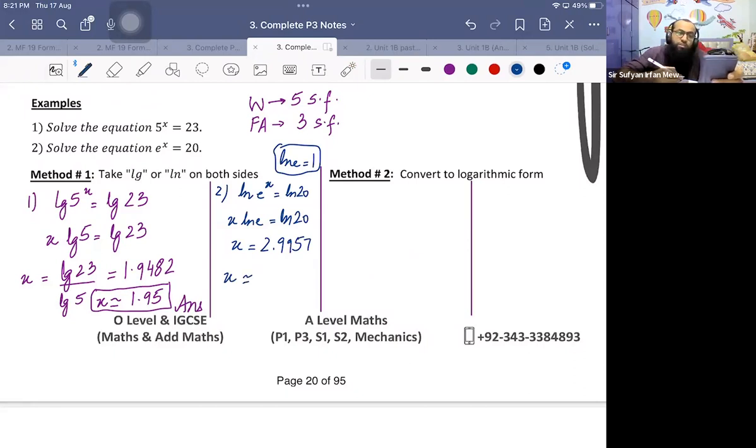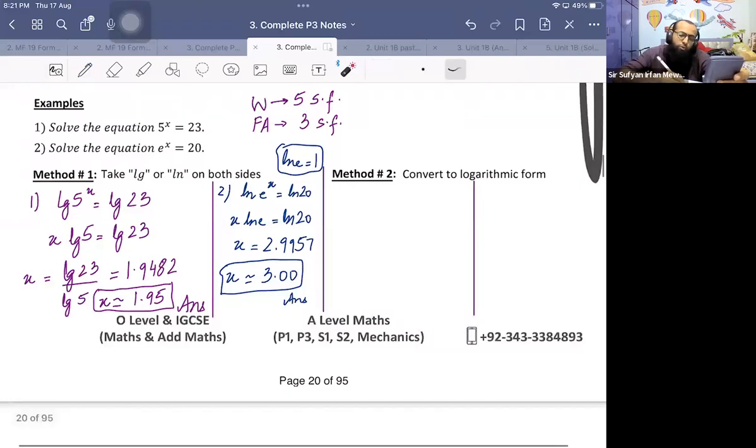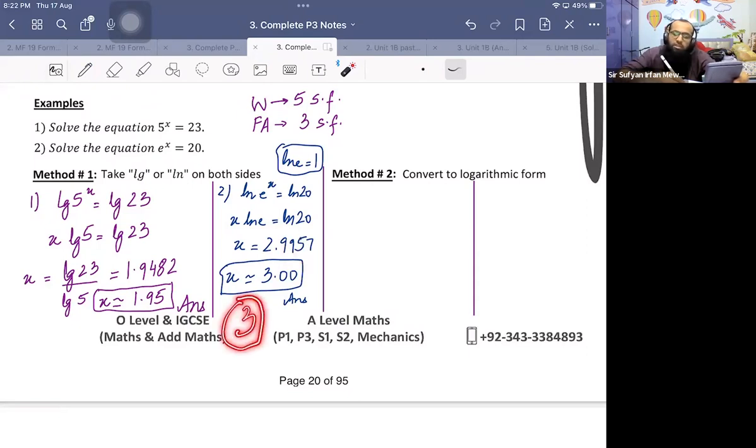your answer in 3 significant figures will be 3.00. 3.00. This is your final answer. 2.9957, in 3SF we are going to round this digit 9. After this 9 is a 5, so this 9 will become 10. So 99 will become 100 and 00 will come over here and 2 will become 3. So 3.00. If you are going to write just 3, this means that you got an integer answer. But 3.00 means that you have not got an integer answer. Rather, you got some decimal value which has been rounded off and has become 3.00.